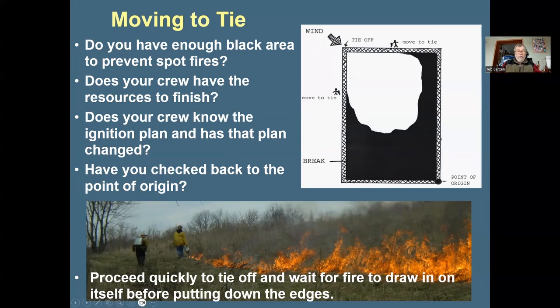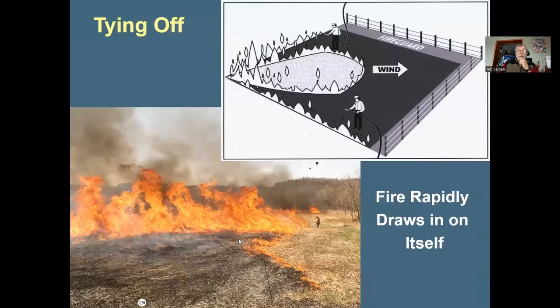And then the final thing is when you are ready to move to tie, you have to proceed quickly to tie off, and then you wait for the fire to draw in on itself before putting down the edges. And I'll show you in the next section, after we talk about orchestrating these parts, a video that in the end shows that fire drawing in on itself. So this will make a little bit more sense when we get to that point. So tying off then is the two torches meet, and this fire draws in on itself.